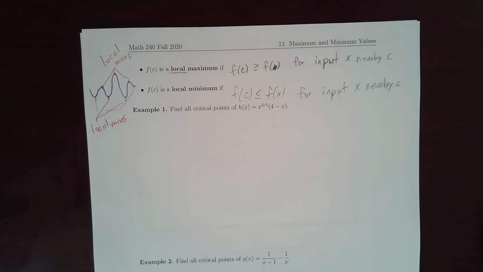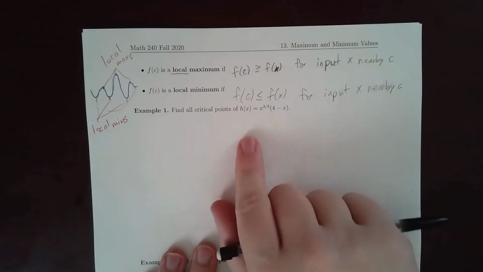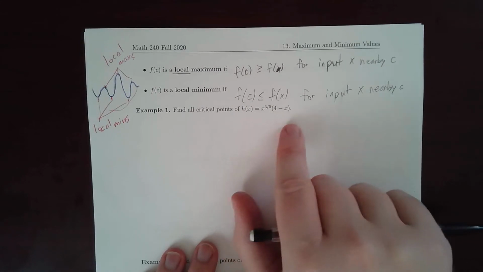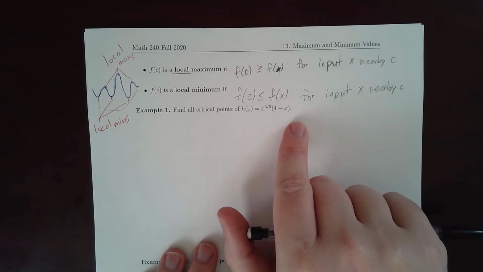So what we're going to do is take a look at first just making sure we can find our critical points, and then making sure we can find these exact absolute mins and absolute maxes. So first we want to make sure that we've got the domain that we're looking at. So we're going to find all critical points of this function h of x, which is x to the 3/5 times 4 minus x.